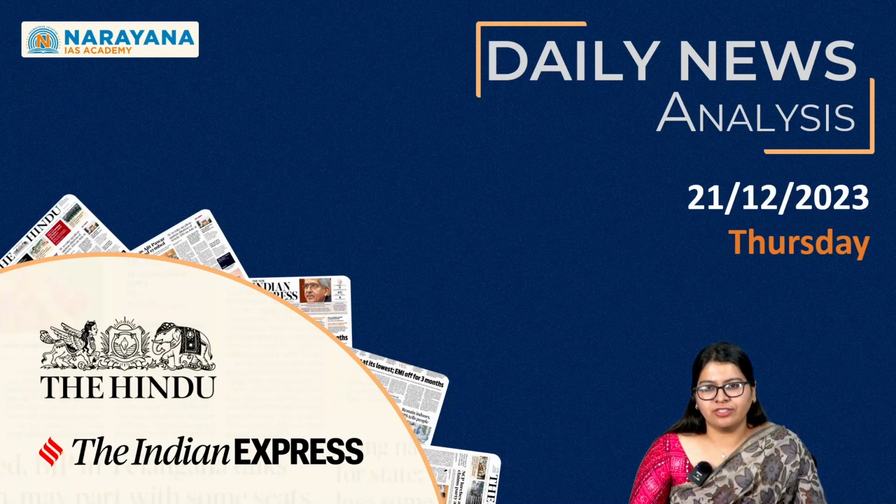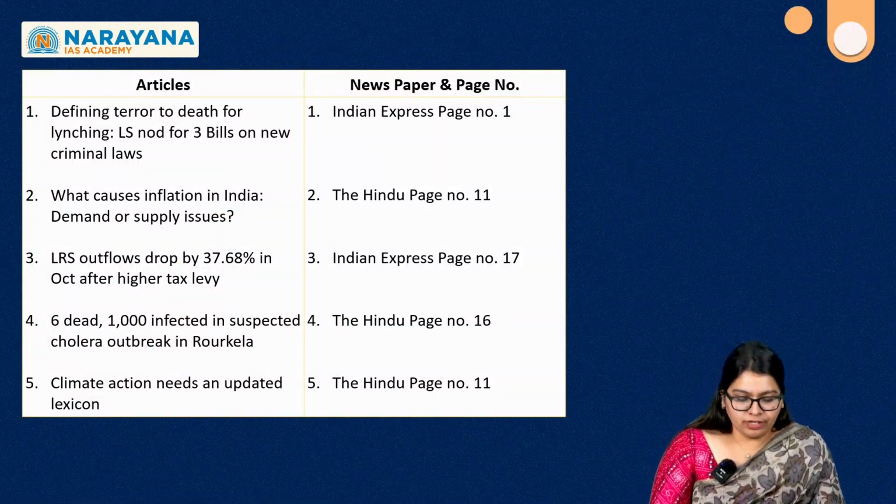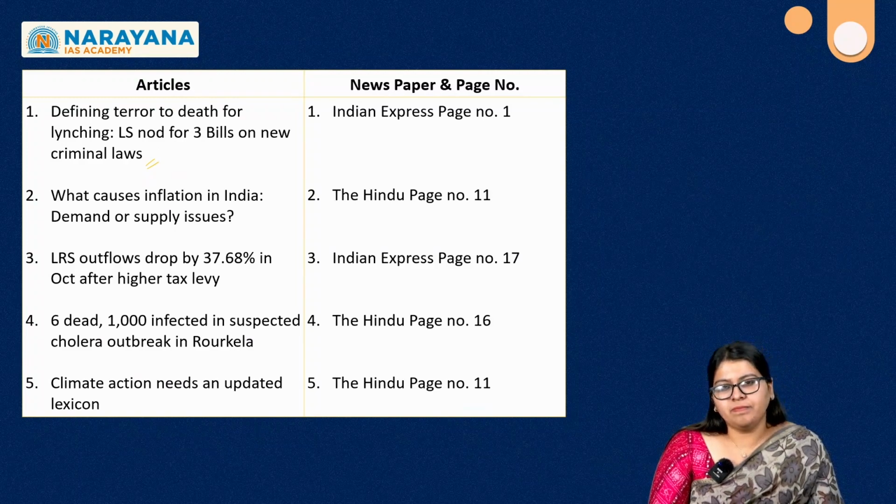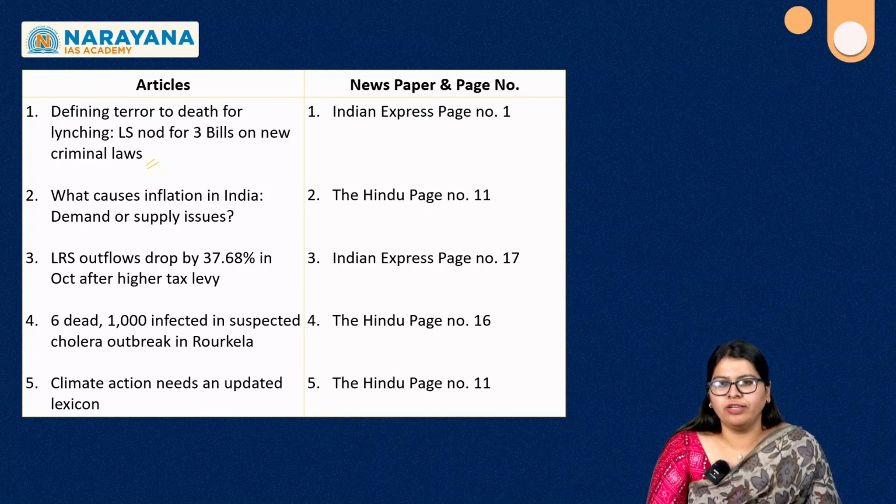So in today's discussion, we'll discuss a number of topics taken from The Hindu and the Indian Express, which are relevant from the UPSC CSE examination. So let's look into the topics. The first topic for today will be defining terror to death for lynching. That is the recent passage of the three criminal law bills in the Lok Sabha in order to overhaul India's criminal justice system will be discussed here.